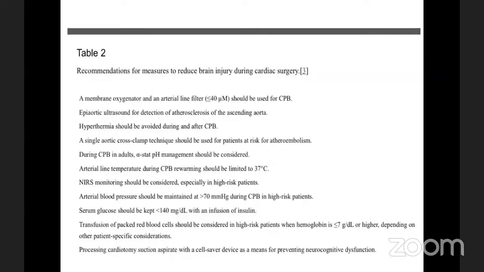The alpha-stat and pH-stat strategies that we are using during surgery, during deep hypothermia: what strategy is beneficial in adults and peds. The rewarming strategy, how can we monitor the brain activity, for example, and the pressure that we are going to keep, the avoidance of hyperglycemia, also the transfusion. No need to give the transfusion unless the hemoglobin is less than 7, depending on the patient's risk also. So these are some recommendations.